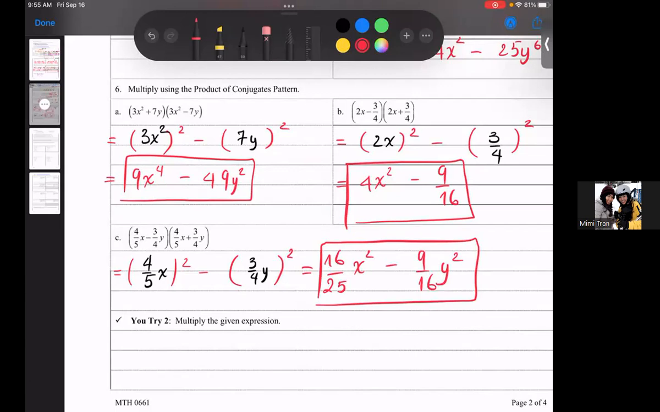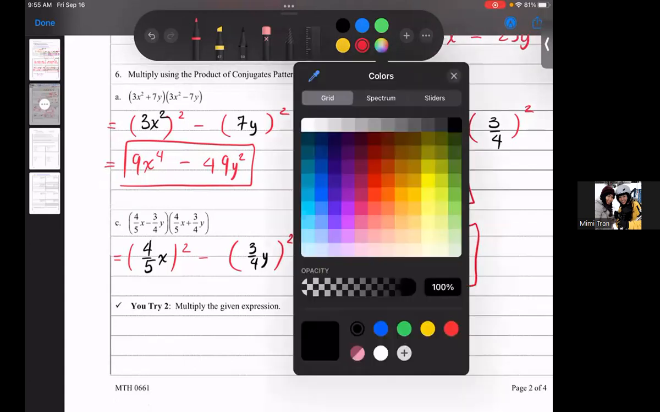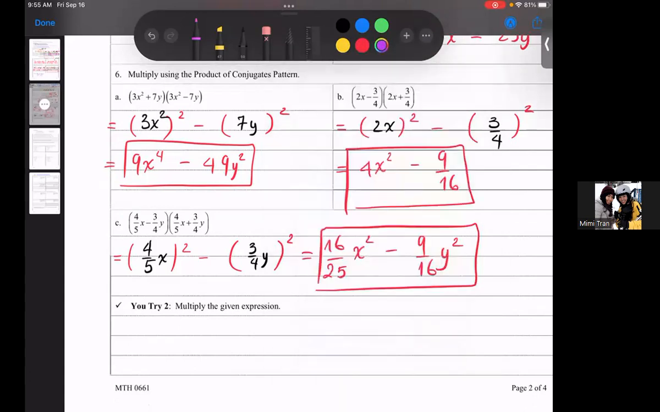You gotta remember when to use what. All right, you try too. Quantity of 3x minus 4y times quantity of 3x plus 4y.